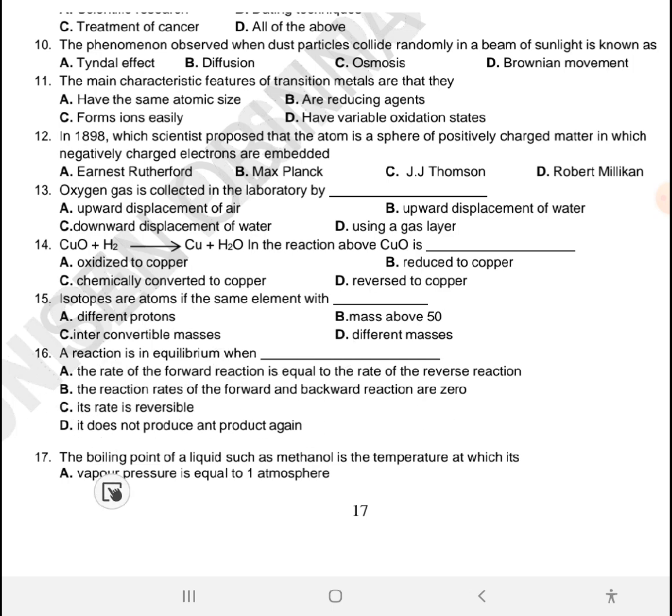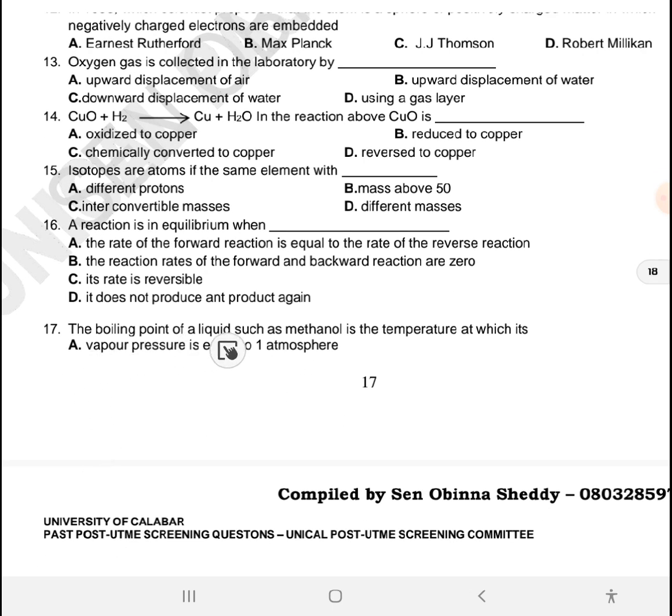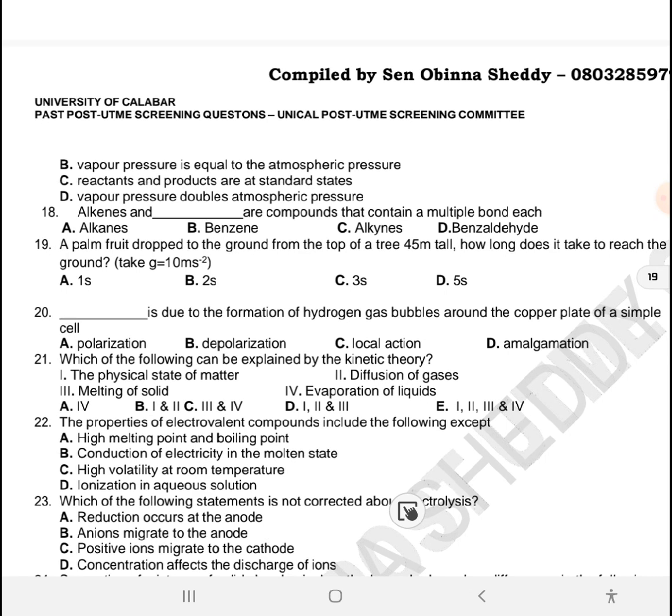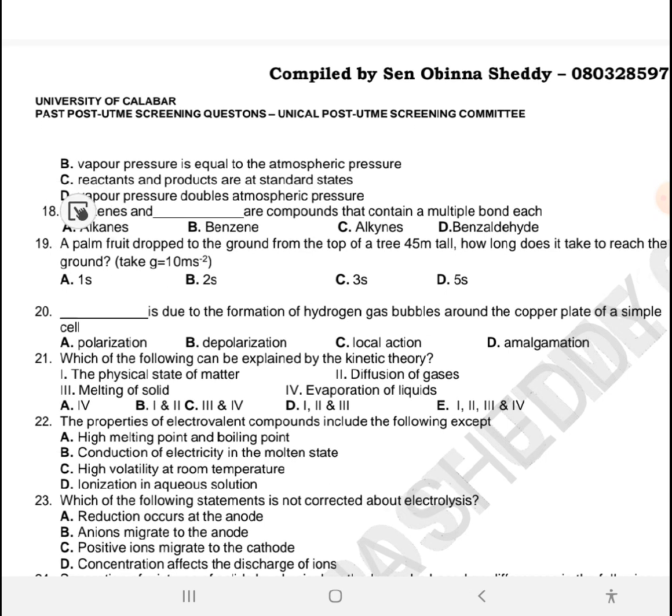Option A. 17, the boiling point of a liquid such as methanol is the temperature at which its vapor pressure equals atmospheric pressure. You could see it right here. Number 17 is B. Vapor pressure equals atmospheric pressure. That's what they call boiling point, right? Boiling point is when the vapor pressure equals atmospheric pressure.